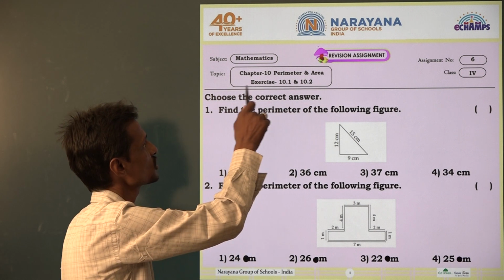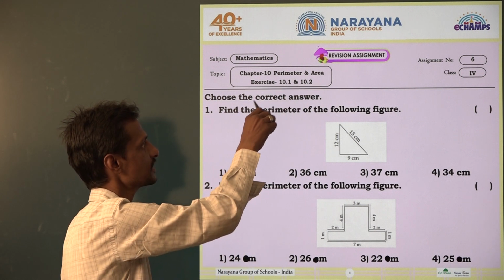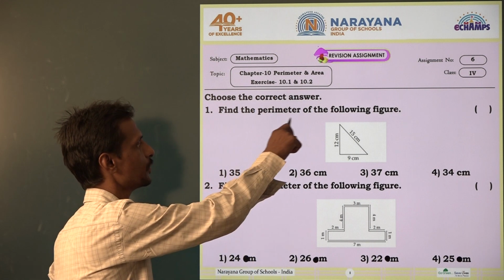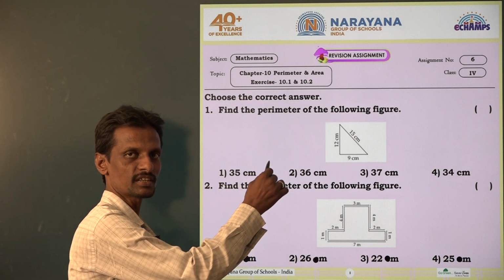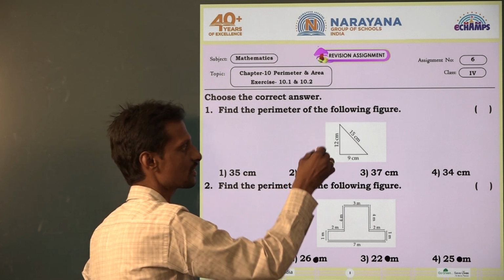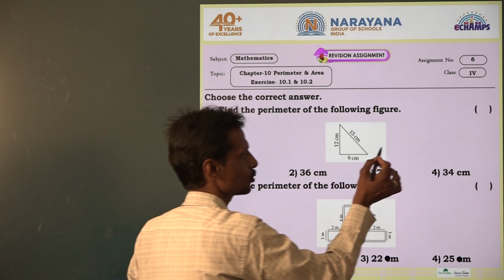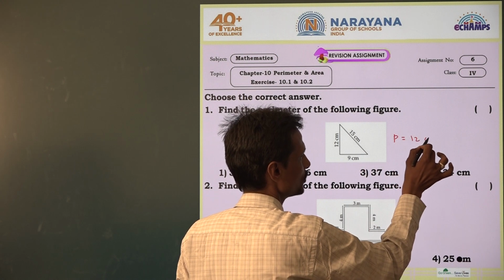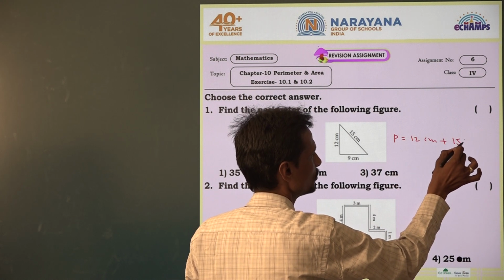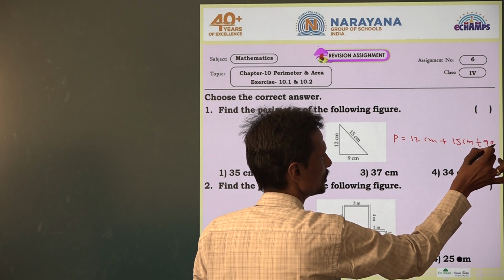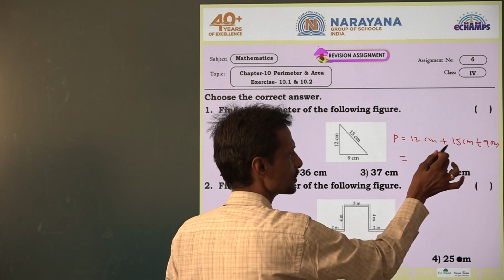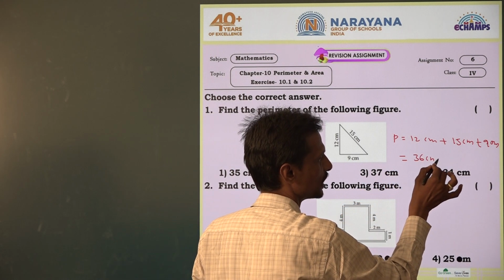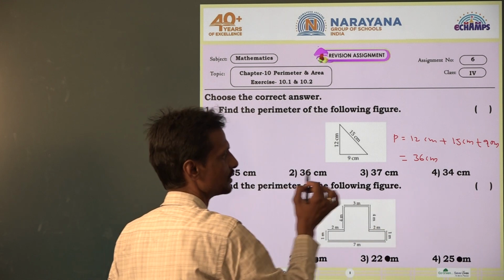Revision assignment, Chapter 10, Perimeter and Area, Exercise 10.1 and 10.2. Choose the correct answer. First one, find the perimeter of the following figure. So it is a triangle. Add all the sides of this, and we get the perimeter. So P is equal to the sum of all sides. So 12 centimeters plus 15 centimeters plus 9 centimeters is equal to 12 plus 15 is 27, plus 9 is 36 centimeters. In this, 36 centimeters is the second option.